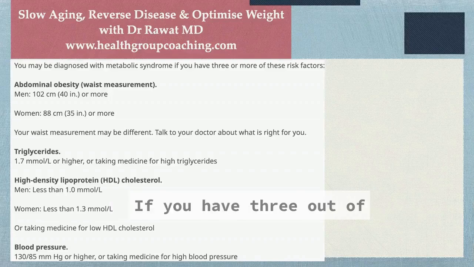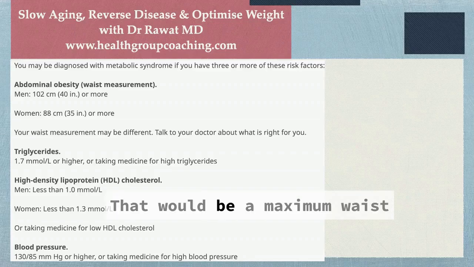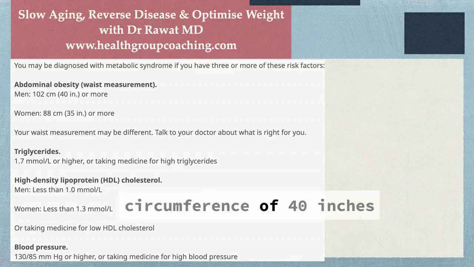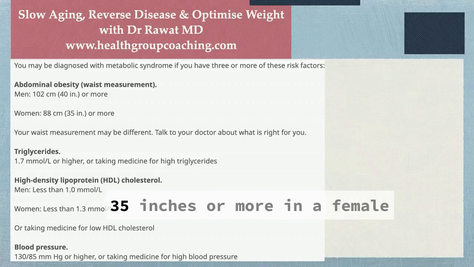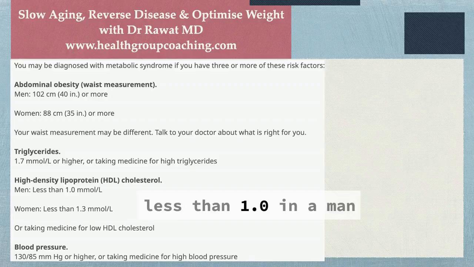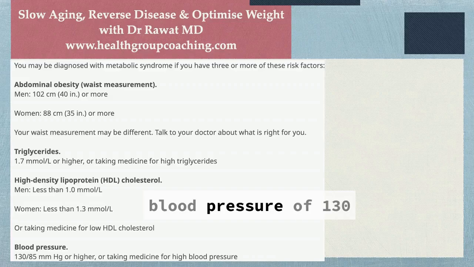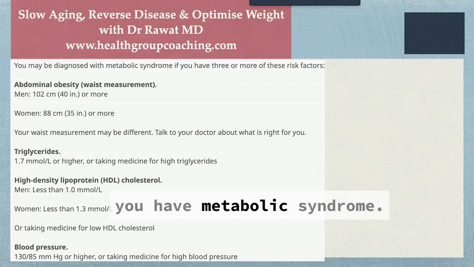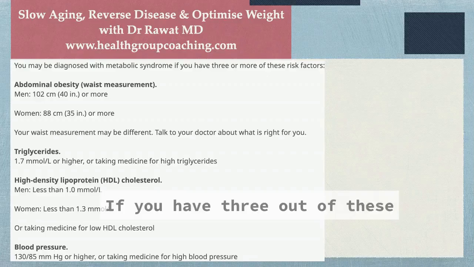So to summarize again, what is metabolic syndrome? If you have 3 out of these 4 features, then you have metabolic syndrome. That would be a waist circumference of 40 inches or more in a male, 35 inches or more in a female, triglyceride above 1.7, HDL less than 1.0 in a man or 1.3 in a female, blood pressure of 130 by 85 or more. You have metabolic syndrome if you have 3 out of these 4 features.